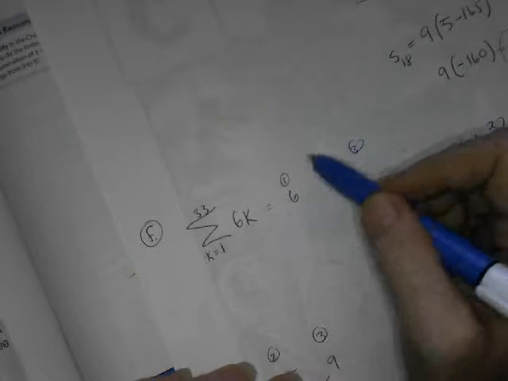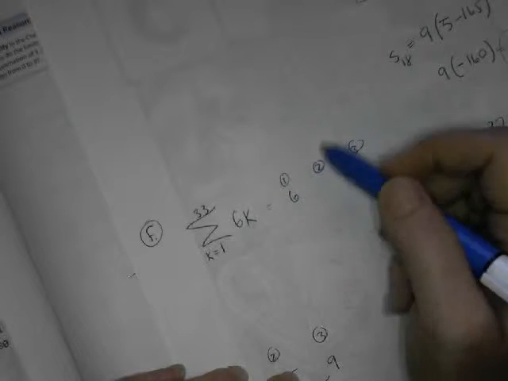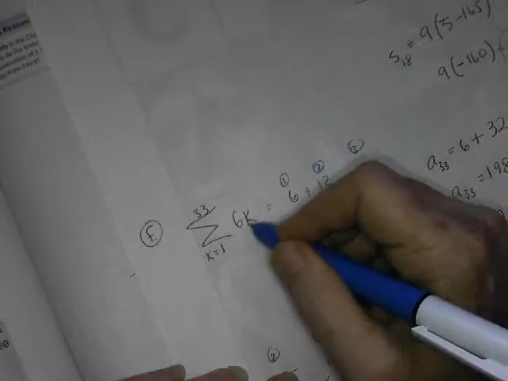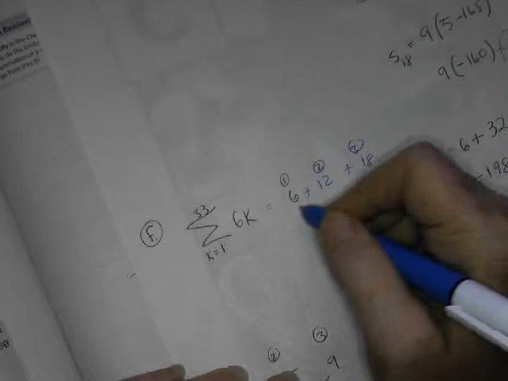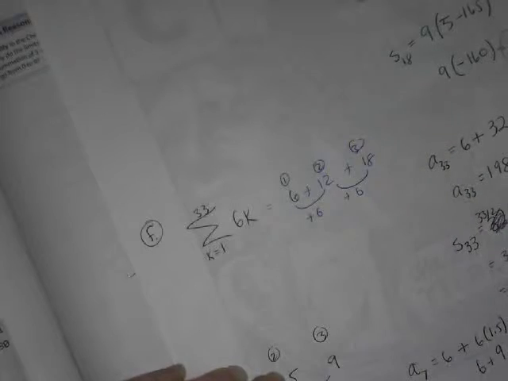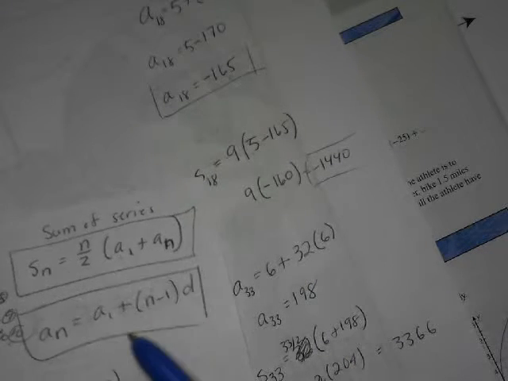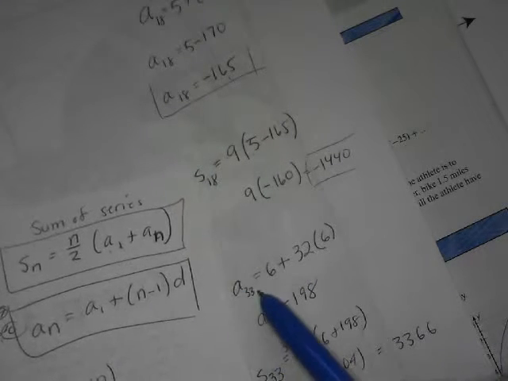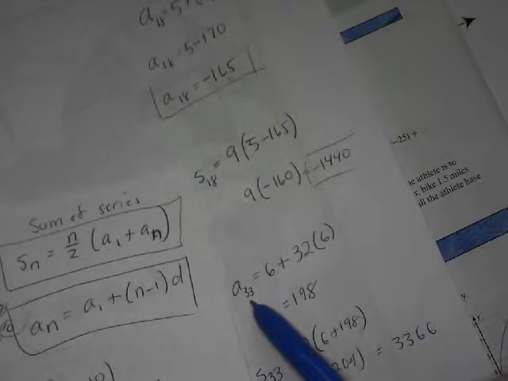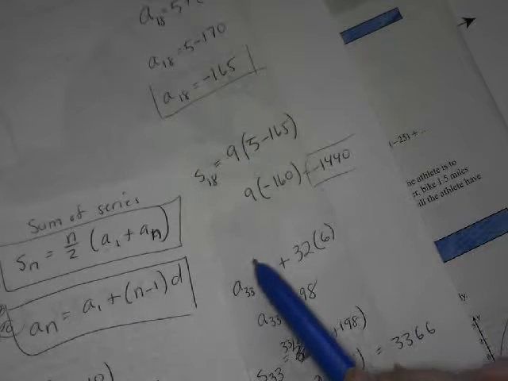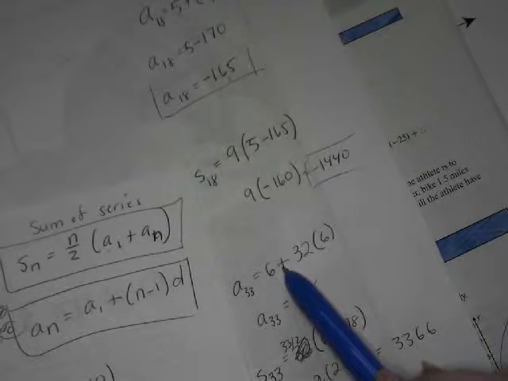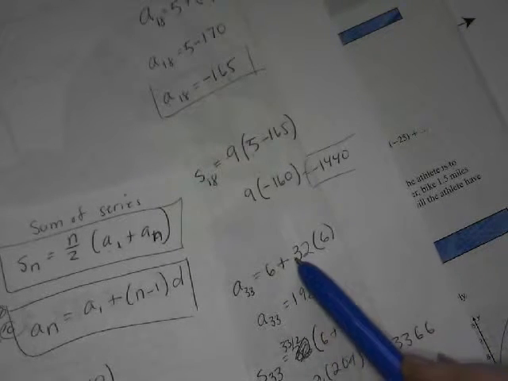6 times 1 is 6. 6 times 2 is 12. 6 times 3. See, isn't it adding 6? So the common difference is 6. So that's why I went ahead and did this work right here. This is just this formula right here. The last term would be the 33rd term, so that's the first term, which was 6, plus 33 minus 1 is 32. And the common difference is 6, and I did all that, and I got 198.